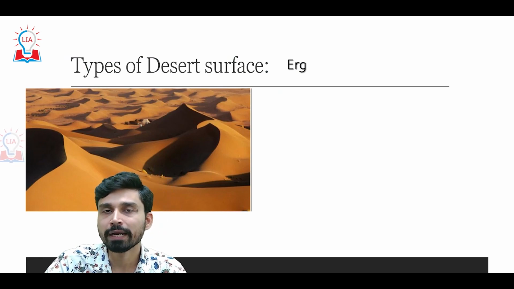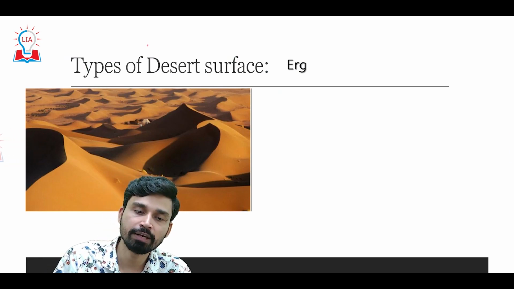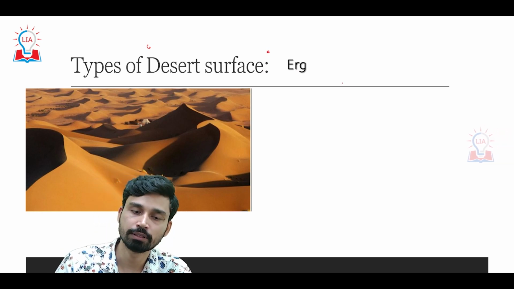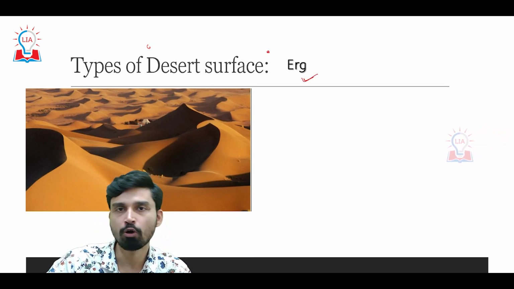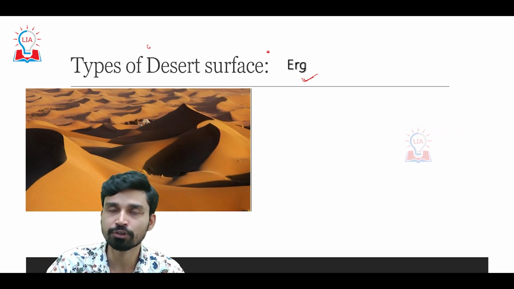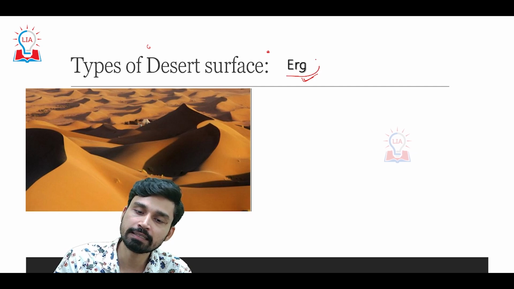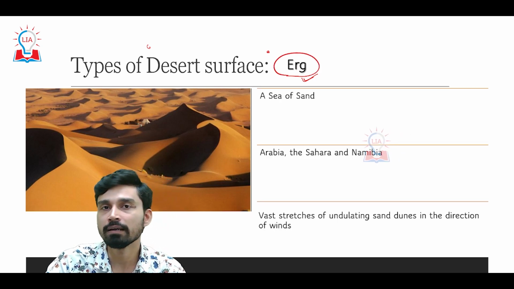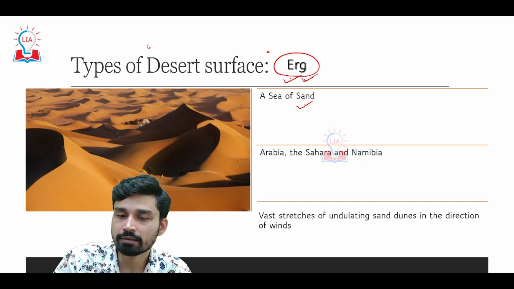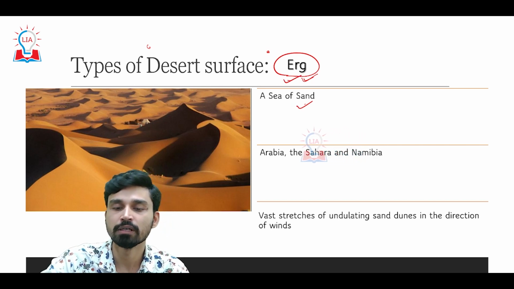Now, depending on what kind of surface we find in a desert, we can divide desert areas into three types. First, the kind of desert we commonly associate with whenever we think about deserts, the picture that comes into our mind, is generally the Erg kind of desert. Erg is an Arabic word which basically means sand, and thus an Erg desert refers to a desert where we have a sea of sand.